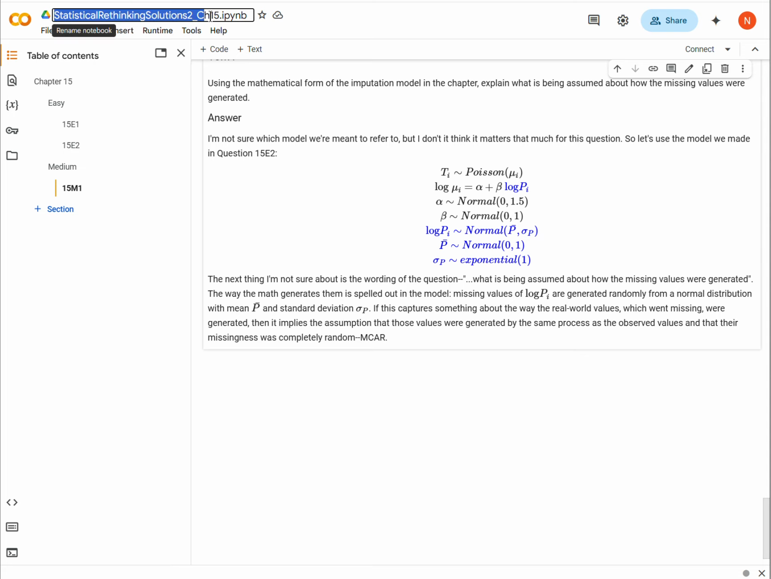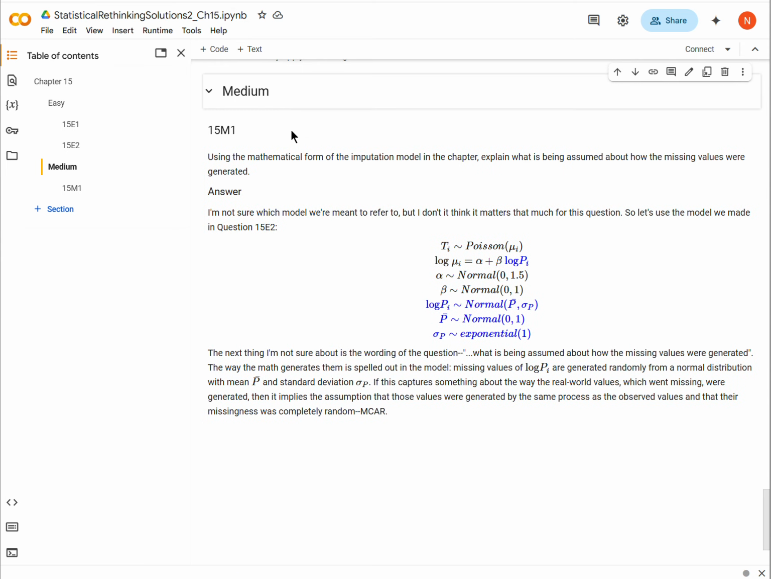Rethinking, second edition, chapter 15. We're just starting the medium difficult questions. We're on 15M1. Here's the question: using the mathematical form of the imputation model in the chapter, explain what is being assumed about how the missing values were generated. Okay.